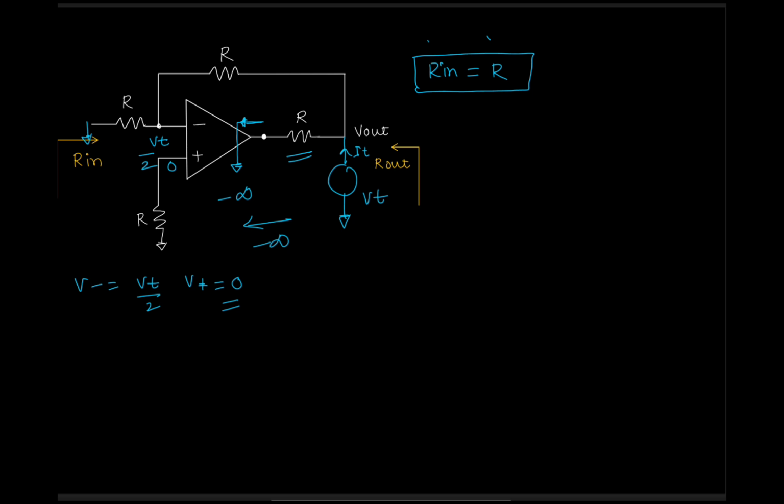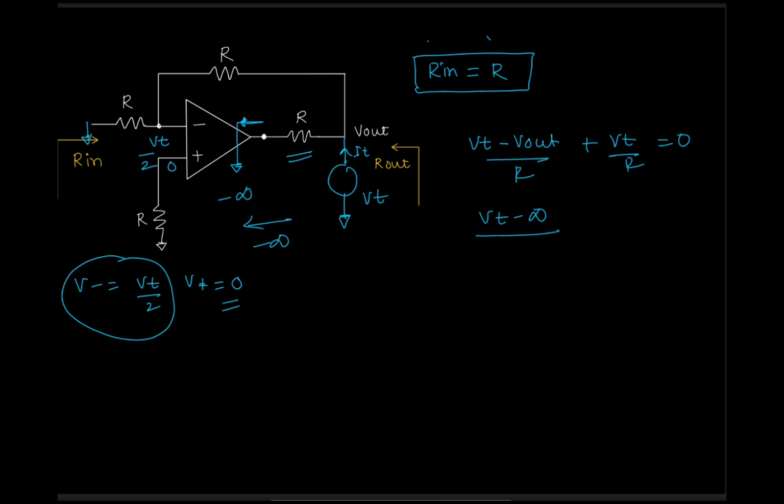So still this amplifier will draw infinite current, and if it draws infinite current, I will just write the whole equation so that you can get clarity. VT minus V out by R is equal to plus VT minus 0, this loop I am calculating, VT minus 0 by R is equal to 0. And if now V out is minus infinite, why? Because V minus is VT, and if V minus is VT, the output goes to minus infinity. So this is R, this is VT by R, so this is infinite.